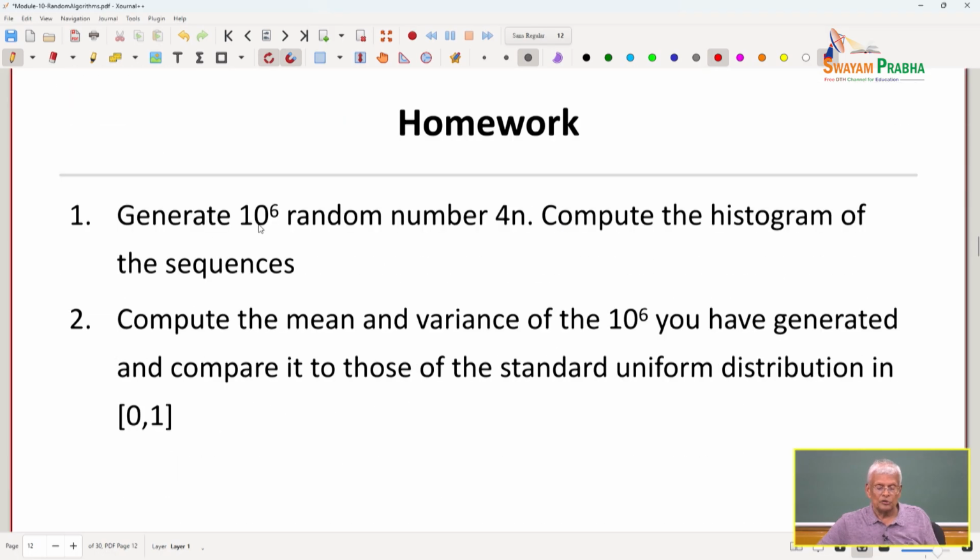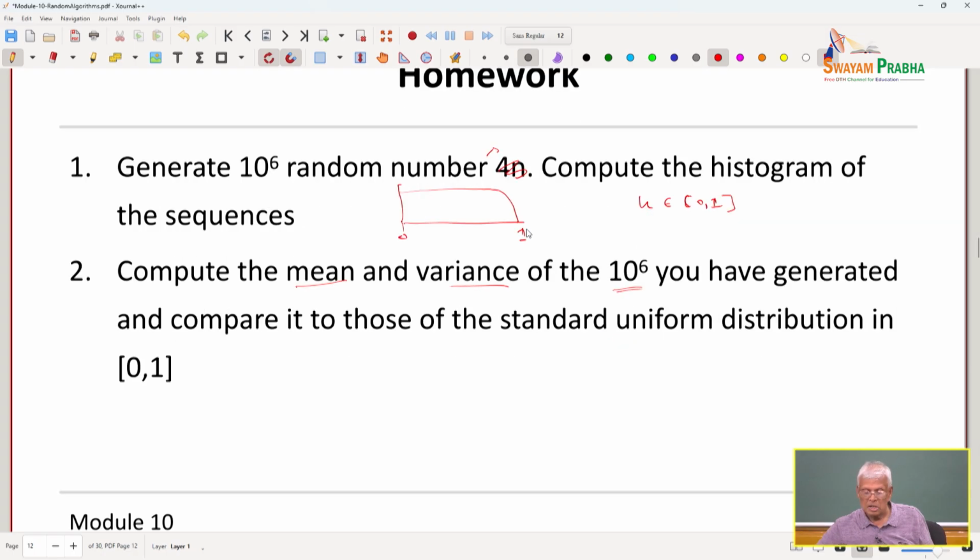So what is the homework now? Generate a million random numbers and compute the million random integers. What is that? I am going to ask you to compute u belonging to 0, 1, a million of them. I am going to ask you to plot them, 0 to 1, and I would like you to compute the histogram and check that the histogram you compute is very nearly uniform. Then compute the mean, compute the variance of these million random numbers you have generated, and you have the standard distribution 0 to 1.